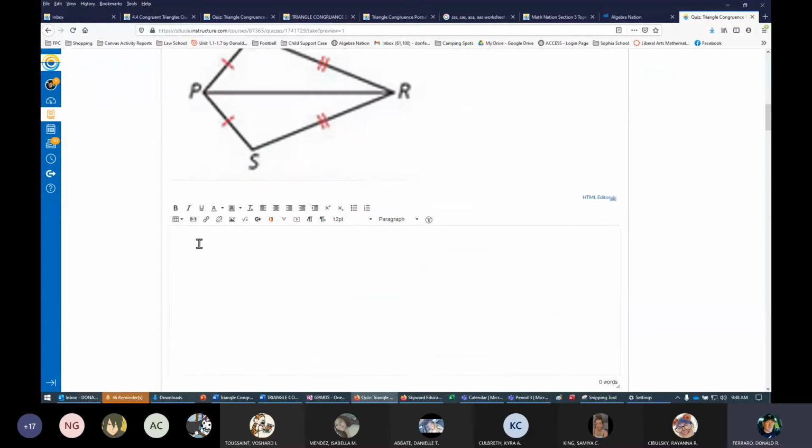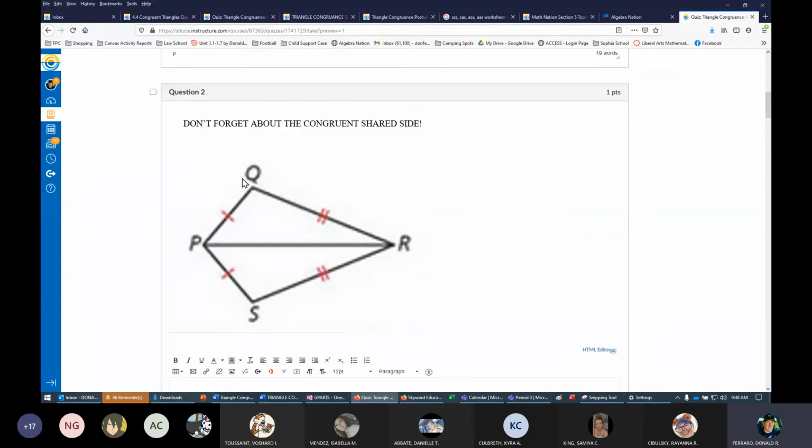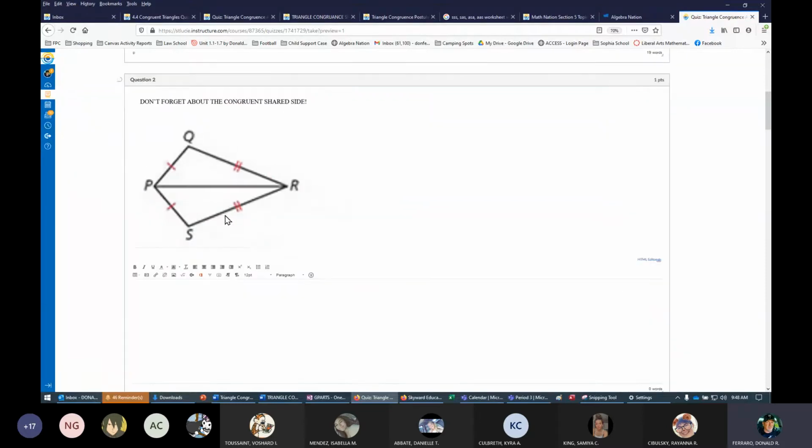So what I want you to put down here, in question number two, is: if two triangles share a side, then that side is also congruent. Go ahead and type that in. If two triangles share a side, then that side is also congruent.